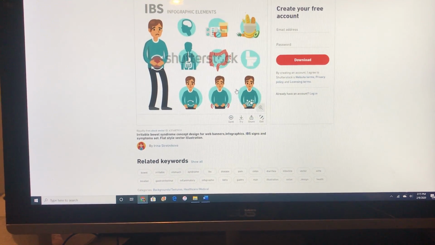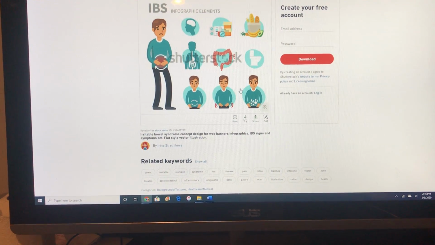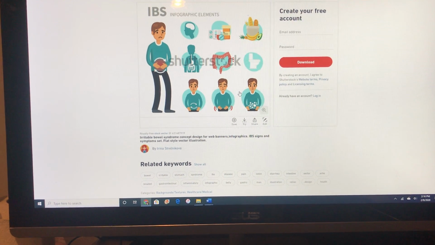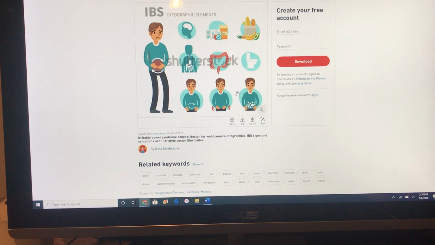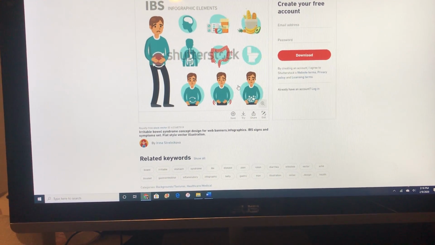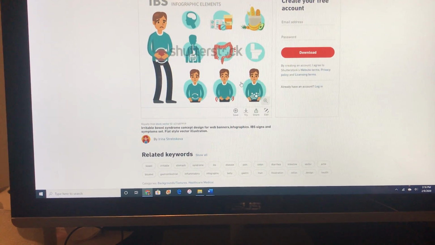Sometimes the nurse needs to check past medical surgeries of the rectum or abdomen. And smoking is also a trigger for IBS, so the nurse should assess for smoking and alcohol use.